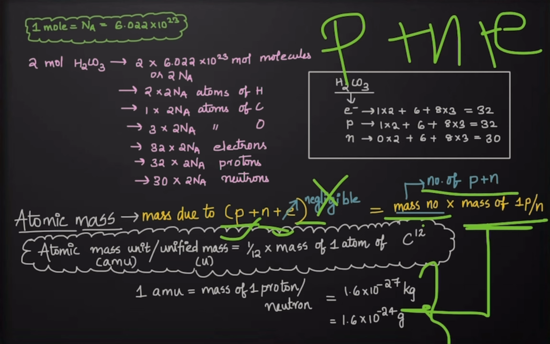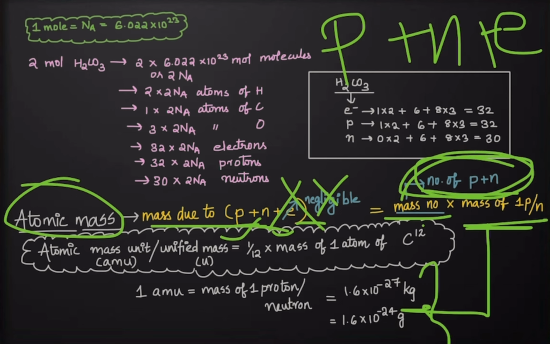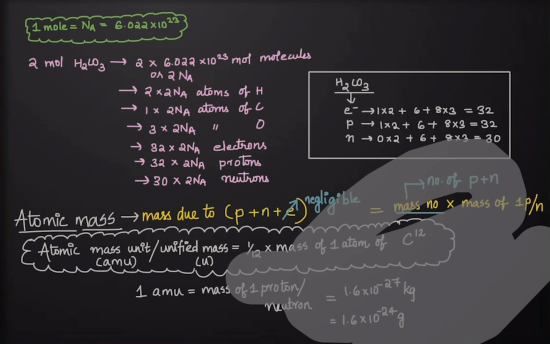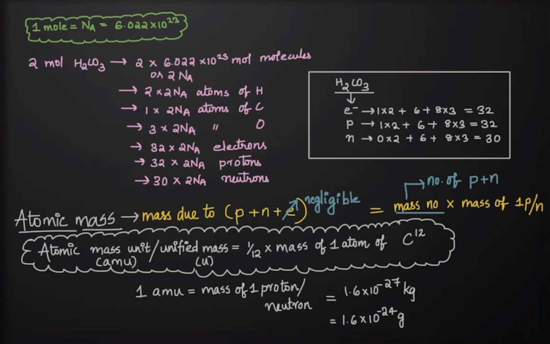So here is the equation: atomic mass is equal to the mass due to proton, neutron, and electron. The electron is negligible, so we have to avoid it. Mass number is the total number of protons plus neutrons, into mass of one proton or neutron, which is 1.6 into 10 raised to minus 27 kilogram. And it's easy to understand through an example.